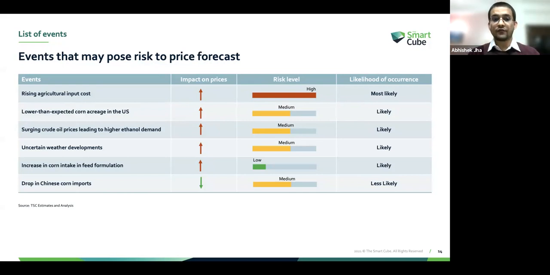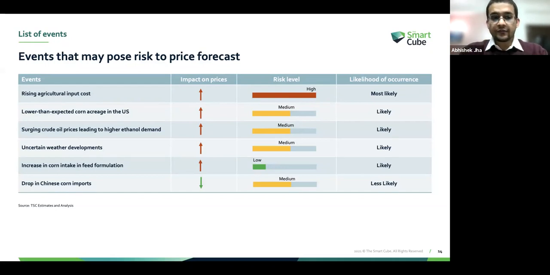An increased level of corn intake in the feed formulation. Like I've already stated in the historical context, earlier in 2021 there was a substitution of demand from the feed sector away from corn to wheat and rice. That could see a reversal of trend as well, majorly because wheat prices as of now stand at an 8-year high.